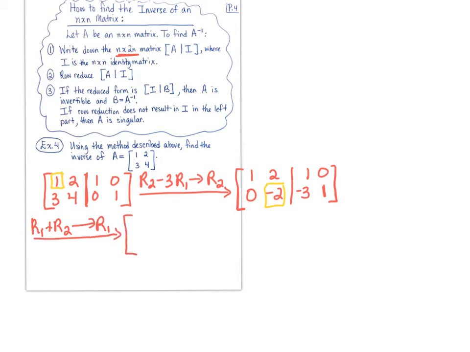So now we have 1 plus 0. Well, let's go ahead and write down row 2. It's not going to change. So we get 0, negative 2, draw a line, negative 3, 1. Okay?